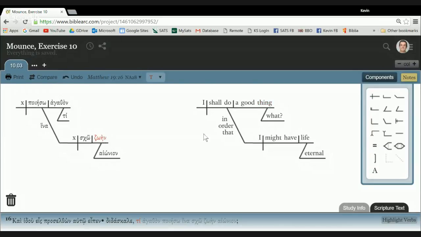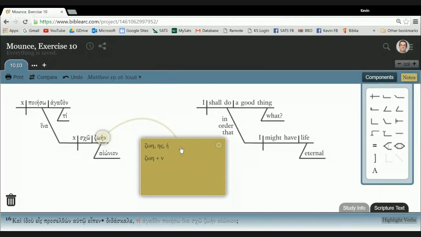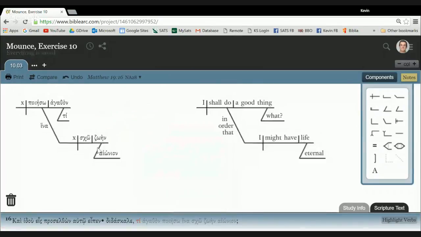So zoen is a noun. If we look in the dictionary, we're going to see zoe, es, he. So it's a noun meaning life. And what we've got there is zoe plus the accusative singular form. So it's accusative, feminine, singular, and it's the direct object of the verb I might have. So we've diagrammed it. Subject, there isn't an expressed one. It's I, built into the verb. The verb is I might have, and zoen is life. It's the direct object of I might have.